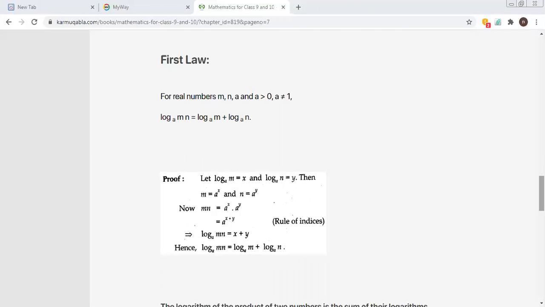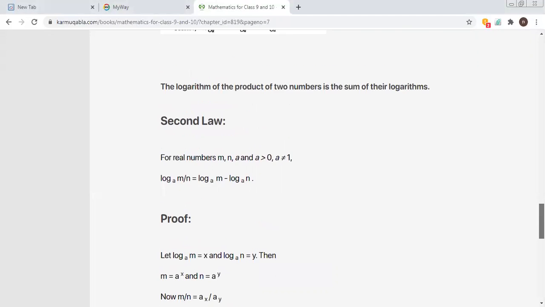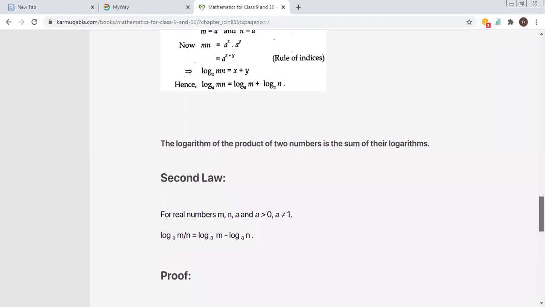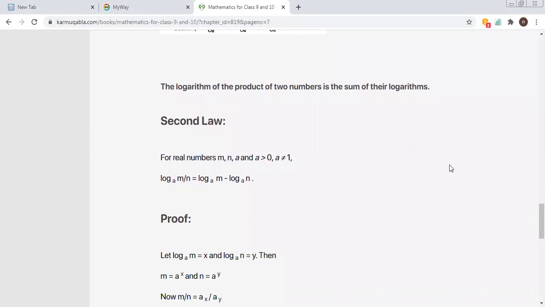Okay, next, we don't need to prove that, just see the laws, because the proof is not required in our syllabus. So the logarithm of the product of two numbers is the sum of their logarithms. Class, very important: when the terms are multiplying inside the bracket, and before the bracket log is given, then it will be equal to the sum of their logarithms. Means log a of m plus log a of n.